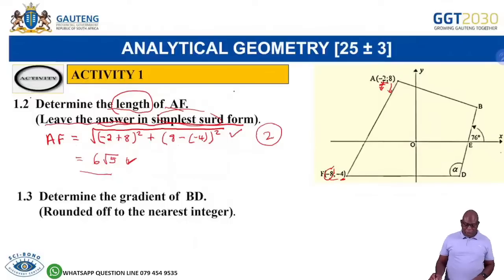Okay, right. Now determine the gradient of BD. So can you see the words now? Gradient. I told you in question 1, gradient. You must know that. Now we want the gradient of BD. Here is BD. I need the gradient of BD, but they say it must be to the nearest integer. But gradient, we know the gradient. How do we get the gradient?